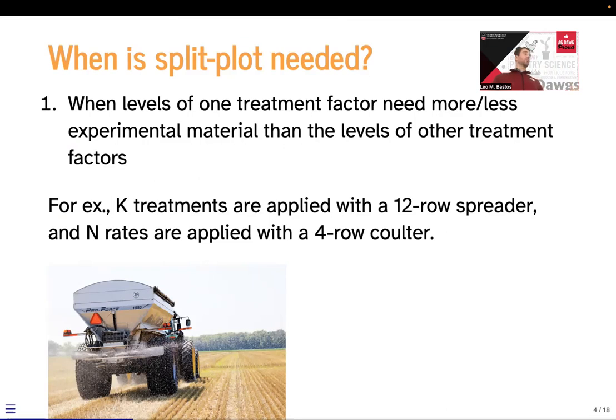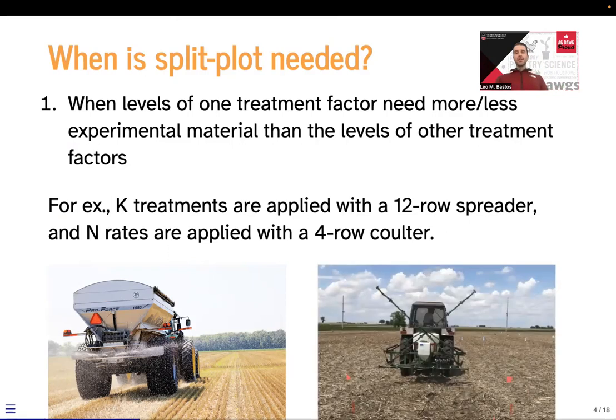So potassium normally is a dry fertilizer that we apply with a spreader, which we see here in this picture. And for that spreader, the swath of application that it has, so the area that it covers when it's applying potassium in this case, is going to be 12 rows. So we need 12 rows for this treatment to be applied. Whereas with nitrogen, we're still applying the same way that we were before with this 4-row equipment here. So one of our treatment levels requires 12 rows, the other requires 4 rows.